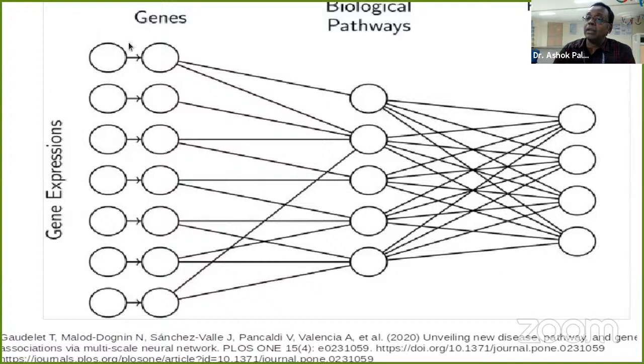And there was a study that tried to cast the genes as the input layers and disease as the output layers, mediated by the biological pathways in the hidden layer, and they were very successful. Okay, and you can look up this reference for more details on that.